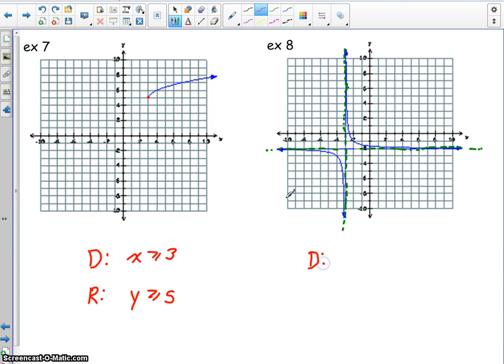For our domain, any x value exists except for the one where this vertical line is, which appears to be at -3. So x cannot be equal to -3. And for my range, looking up and down, every y value exists except for where this horizontal line is, which appears to be at -2. So y cannot be equal to -2.